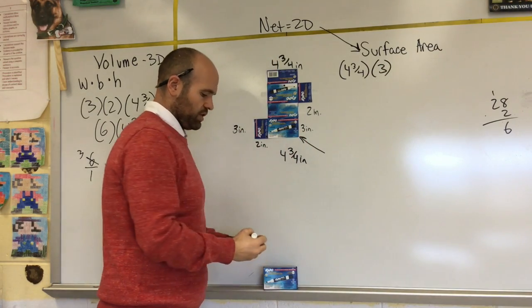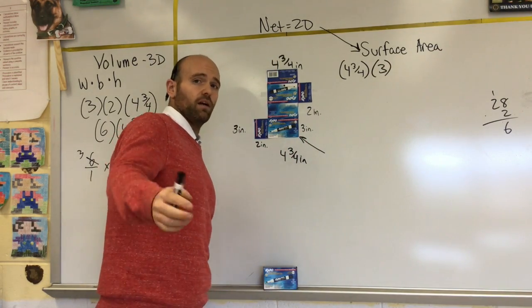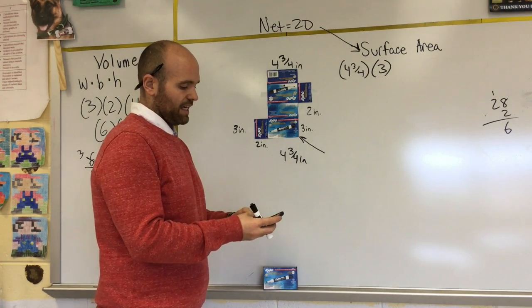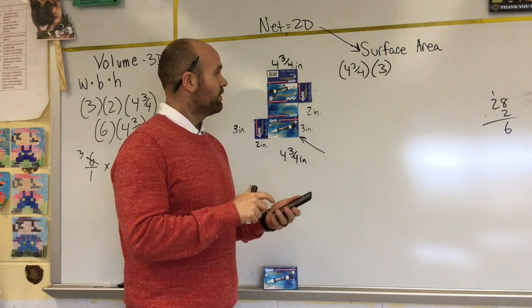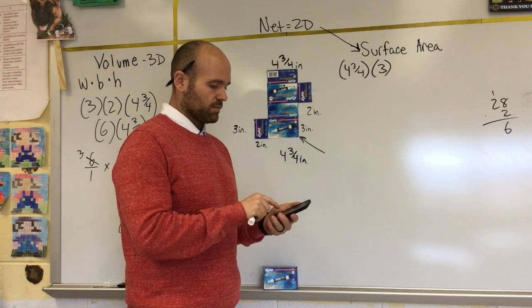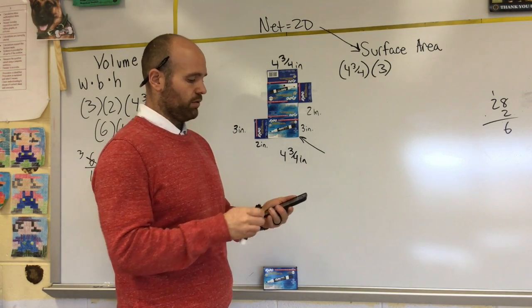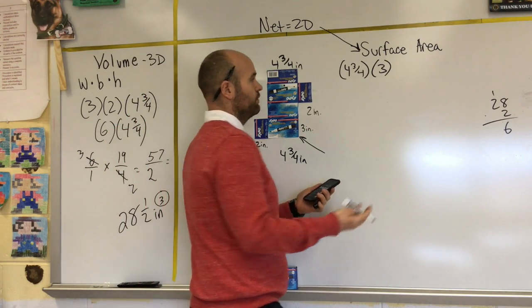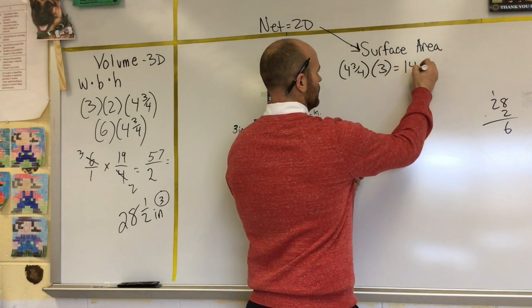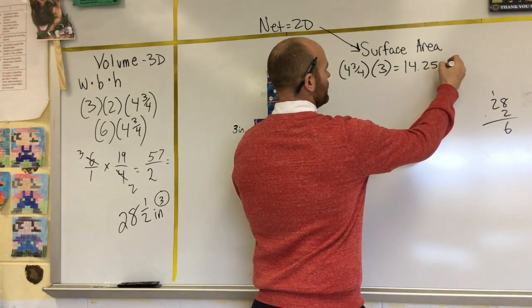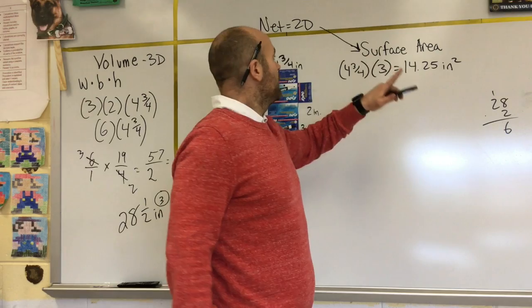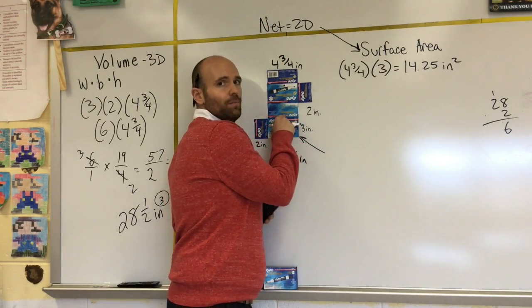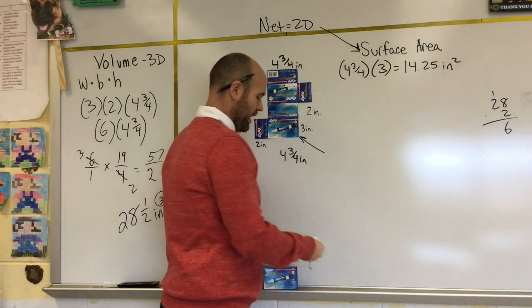Now, just to make this calculation a little bit quicker, Mr. Costello is going to do this with a calculator, which you can use as well in this activity. So we have 4 3/4 times 3. And that's going to be 14.25 inches squared. Why squared? Because we've made this two-dimensional. It's no longer three-dimensional, okay?